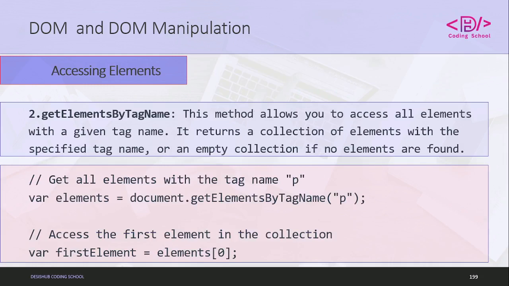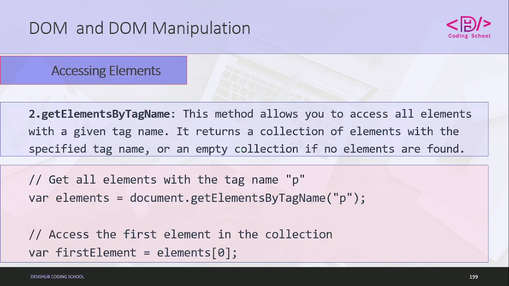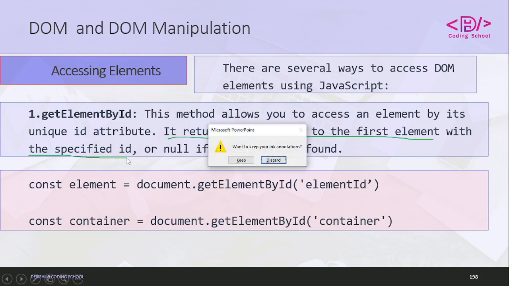So the second one is getElementsByTagName. This method allows you to access all elements with a given tag name. It returns a collection of elements. Guys, I want you to start hearing this, what it returns. In the previous method, let me first go back to this method. It returns a reference to the first element with a specified ID. Actually, to demonstrate that, wait a minute.